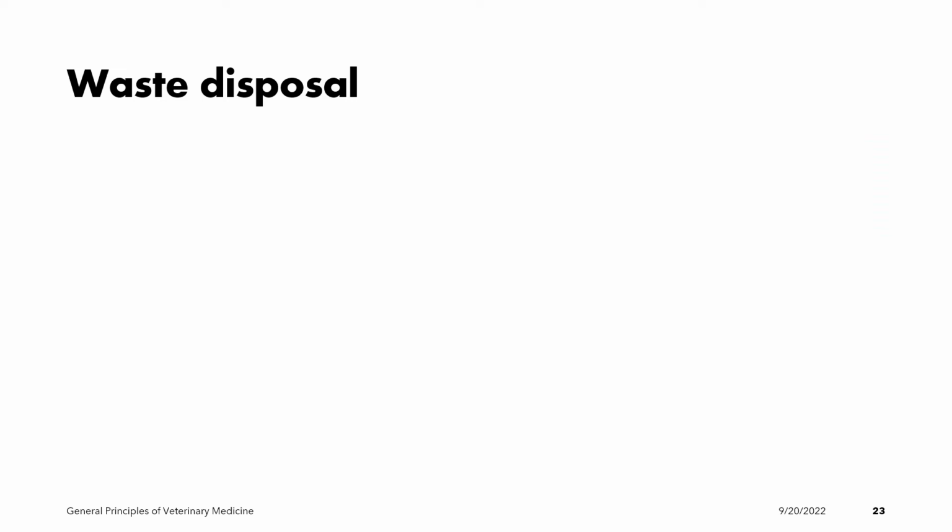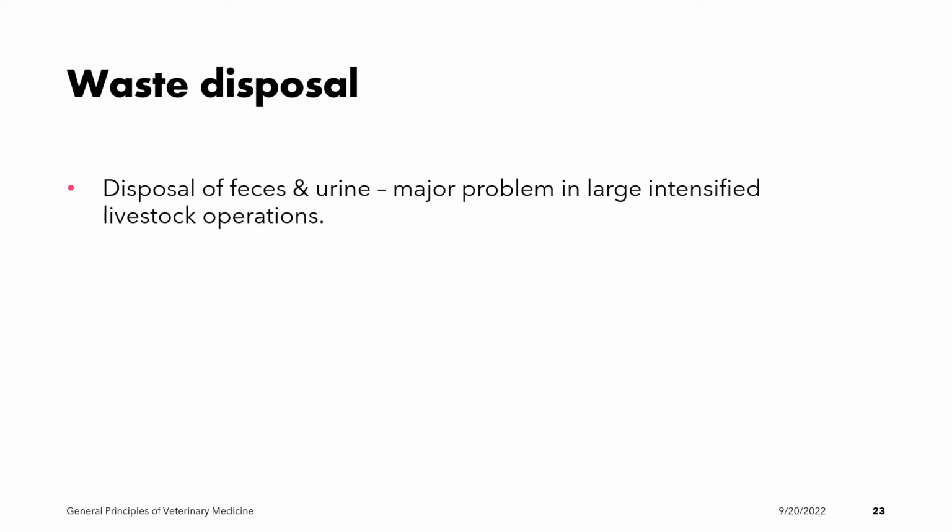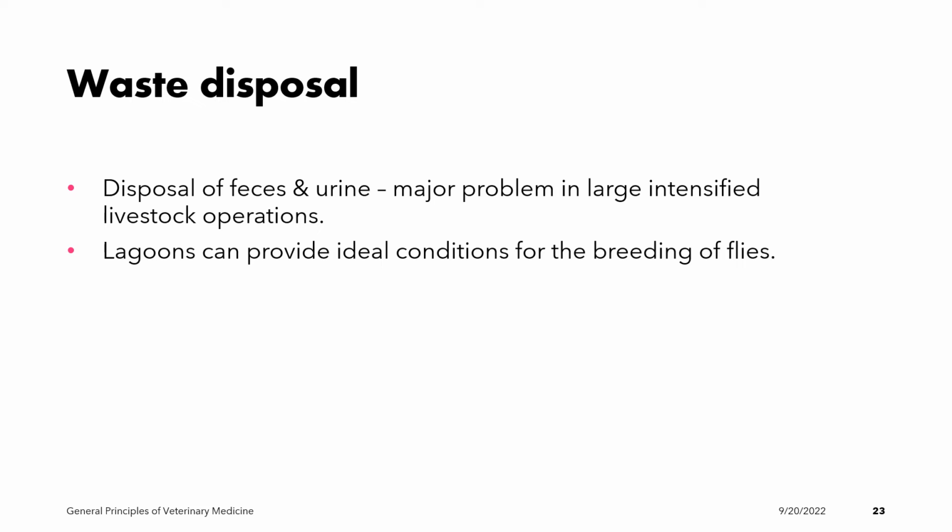So the last parameter under the outdoor environment is the waste disposal. Of course, the problems that are seen under this are the disposal of the feces and the urine. This is considered to be a major problem in large intensified livestock operations. The lagoons can also provide ideal conditions for the breeding of flies. The flies are carriers of diseases, and this can also greatly affect the health of the animals.